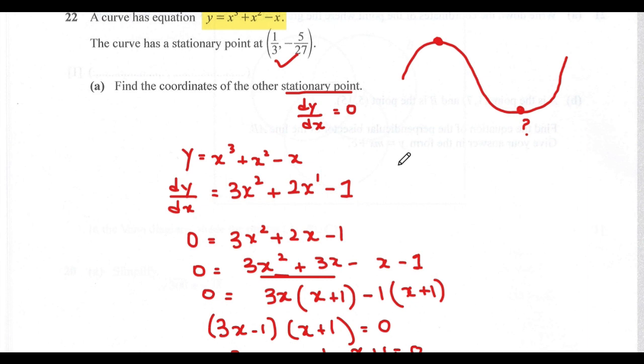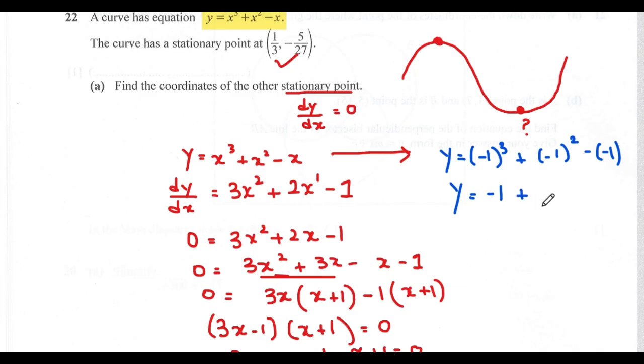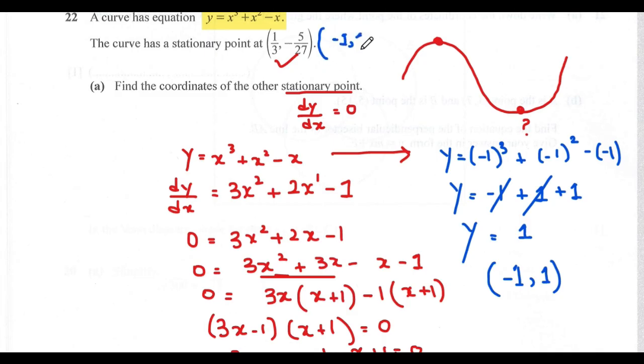To find the value of y for x equals negative 1, we'll put the value of x in the equation that is provided. So y equals negative 1 cubed plus negative 1 squared minus negative 1. A cube of a negative number is a negative number, so it is minus 1. Square of a negative number is a positive number, so it is positive 1, and minus minus is plus, so plus 1. Plus 1 and minus 1 cancel out, so y is 1. So for x negative 1, y is positive 1. So we have got the other stationary point as well, which is negative 1, 1.